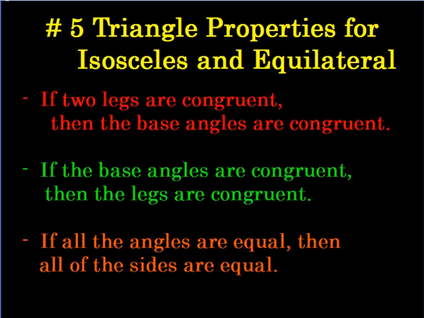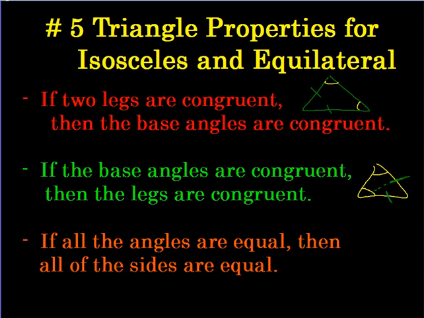And then finally we have number 5, which are the triangle properties for isosceles and equilateral triangles. So if the 2 legs in a triangle are congruent, let's just say these 2 legs were congruent, then I would be able to say that the base angles are congruent. The base angles are the angles that are opposite those 2 sides. The converse of that is when the base angles of the triangle are congruent. So let's say that those two angles were congruent. I would be able to say that the sides opposite those are also congruent.